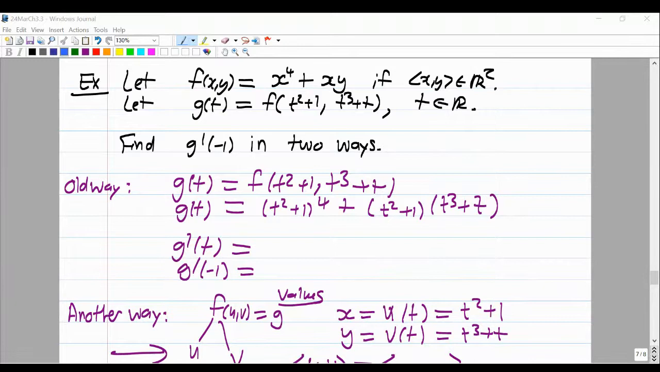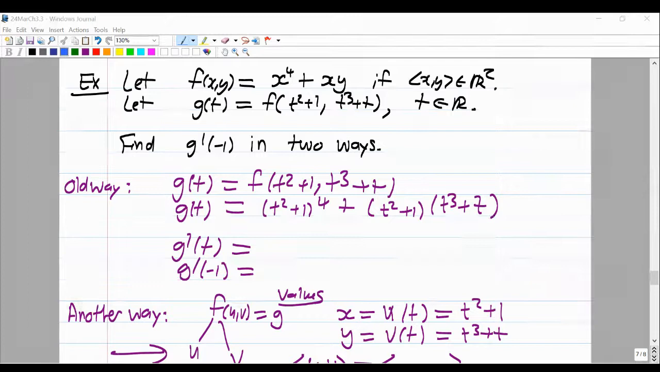Can I get a smiley face that you agree that g of t is defined by f of t squared plus 1 comma t cubed plus t, because that is what it's given? Can I get a yes in the chat? Talk to me. So repeating what's given. And now remember, f is a function of two variables. So applying the definition, f of this gives you the first component raised to the power 4 plus the first component times the second component.